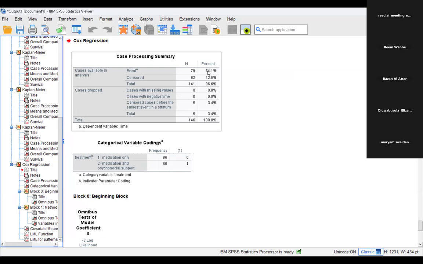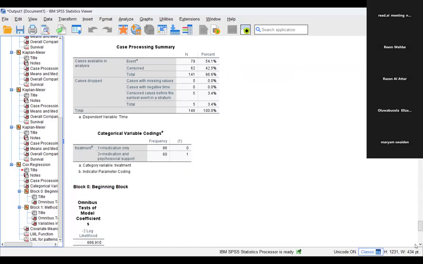So as before, I have 79 who relapsed, 62 who were censored. I don't have any missing values. I have some censored before the earliest event and stratum, which is what we call left censored. And then I have 86 who are on medication, 60 who are on a combination. That's the data that I have. It's always good to see the first table, although there's a lot of information, but at least you check whether everything is in the right place.